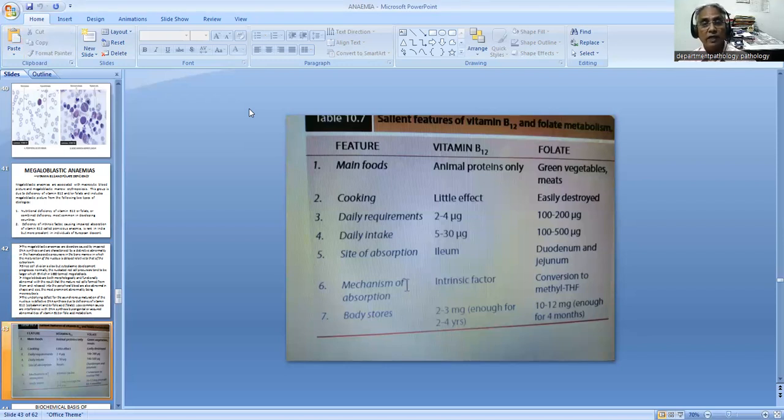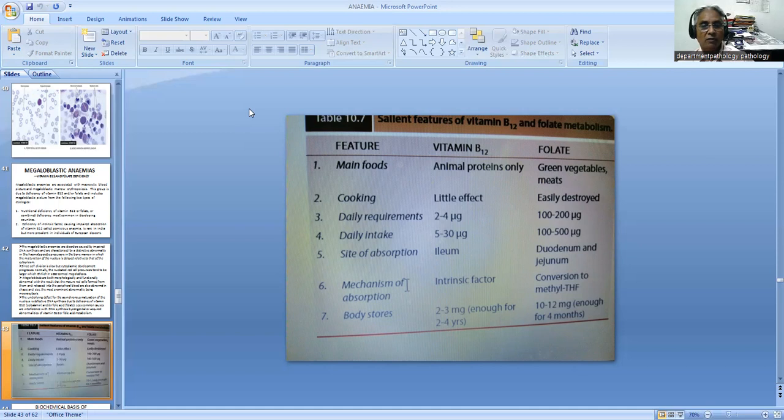So here are the salient features of vitamin B12 and folate metabolism. Vitamin B12 is mainly found in animal proteins, while the source of folate is green leafy vegetables and meat. Cooking of the food has little effect on vitamin B12, but folate is easily destroyed by cooking. Daily requirement of vitamin B12 is 2 to 4 microgram, while folate daily requirement is 100 to 200 microgram.